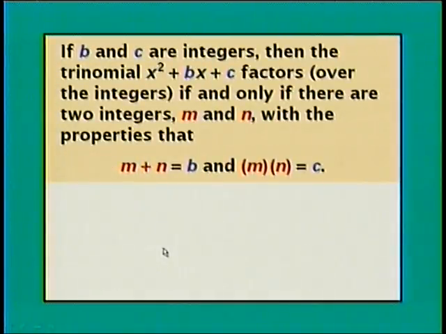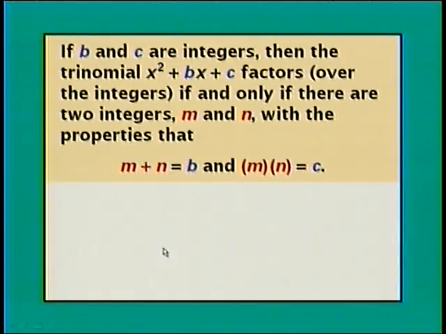If b and c are integers, then the trinomial x squared plus bx plus c factors over the integers if and only if there are two integers, m and n, with the properties that m plus n equals b and m times n equals c.